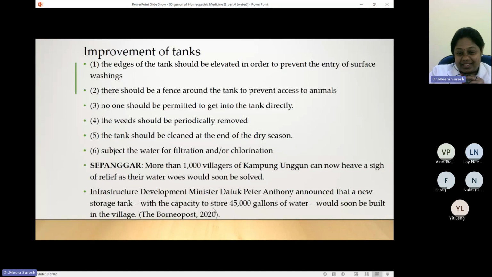But I don't know, because this was in 2020, around the COVID time. So did they build that storage tank? Did they keep it or not? I don't know. I was just googling and then I found this news.